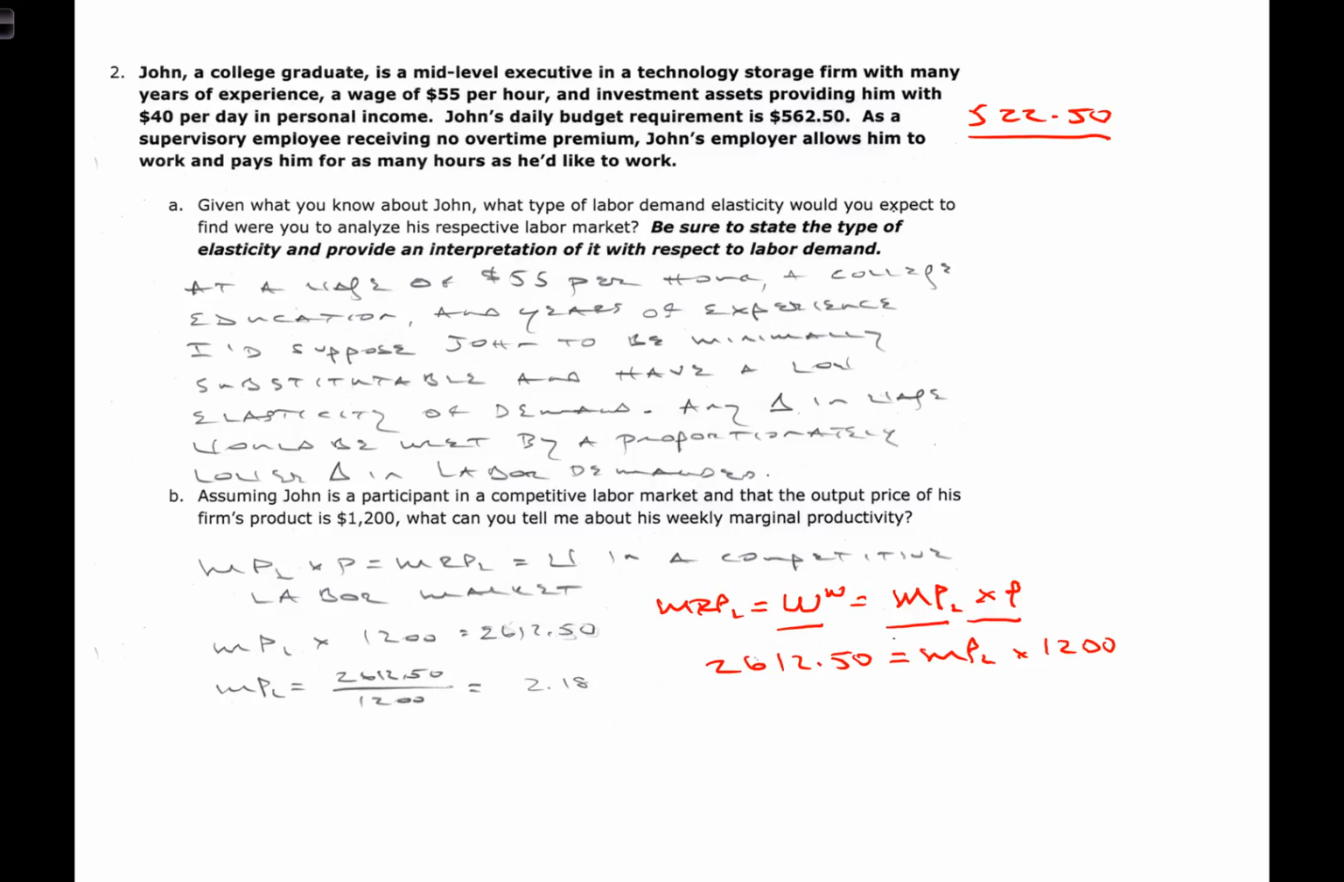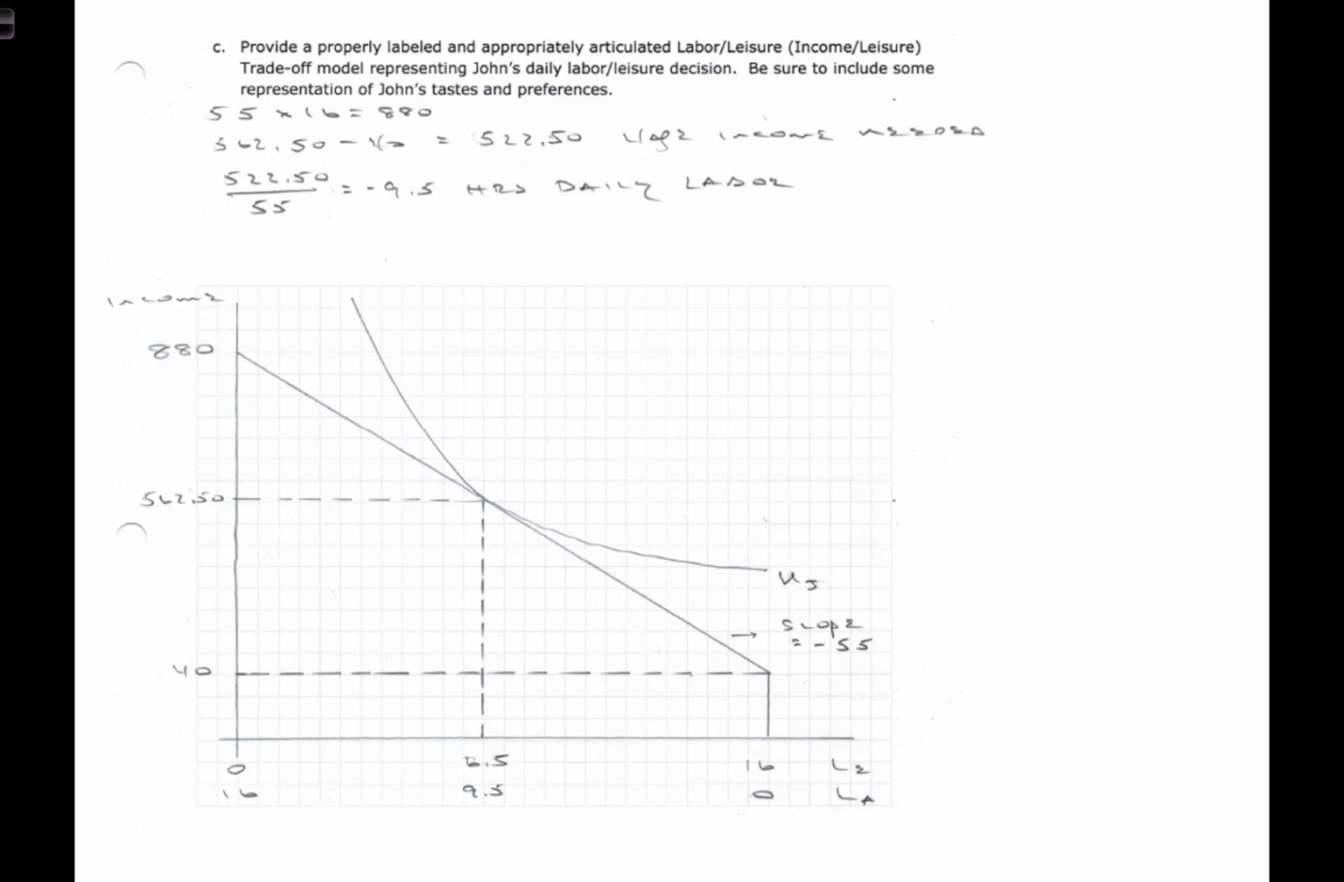Okay, so now all I have to do to isolate that marginal product of labor is divide the 2,612.50 by 1,200, and it's going to give me a value of 2.18, which is the marginal product of labor in this case, so 2.18. Then I go further on this. I ask you to give me a properly labeled and appropriately articulated labor-leisure or income-leisure trade-off model representing his daily labor-leisure decision. And be sure to indicate some representation of John's tastes and preferences.